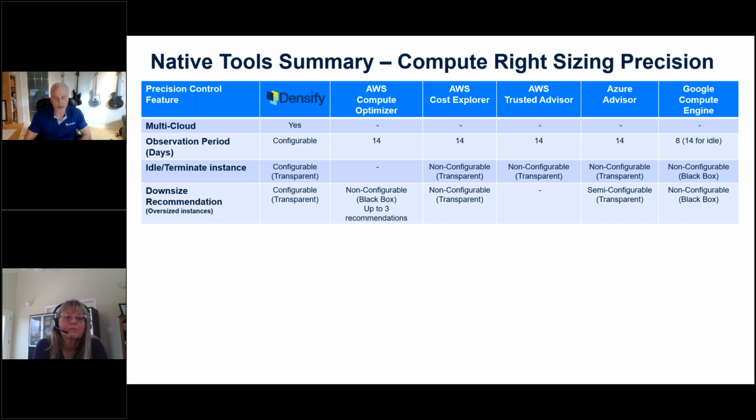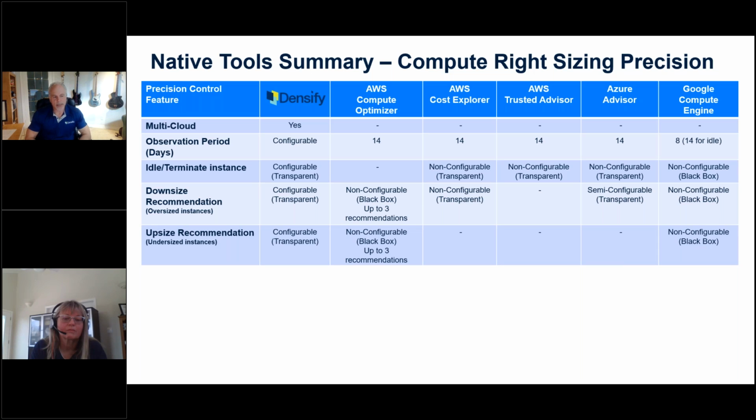Cost Explorer is non-configurable, but it is transparent in terms of how it comes up with its downsize recommendations, and Trusted Advisor doesn't do that. And for Azure Advisor, it is semi-configurable, so some of the parameters are configurable and they do tell you what's going on. And Google, once again, is non-configurable in terms of how it comes up with a downsize recommendation, and it's a black box. The criteria is not exposed.